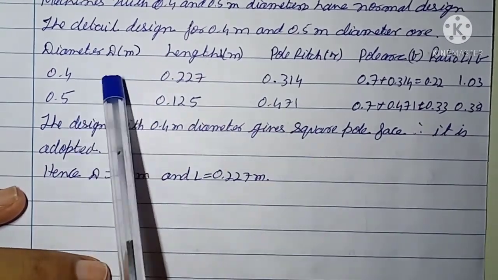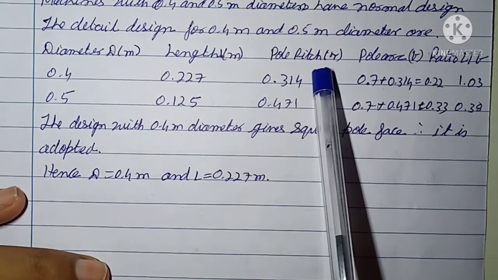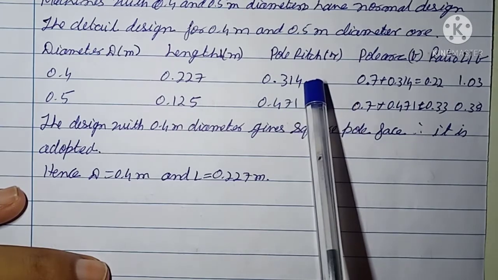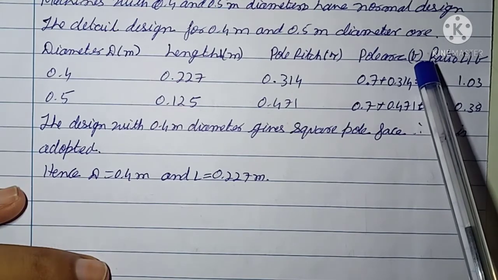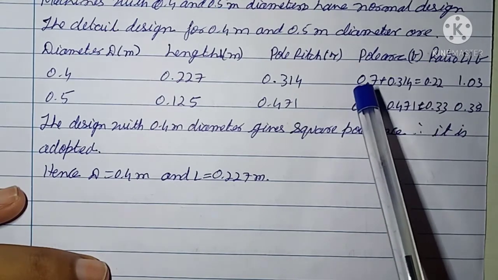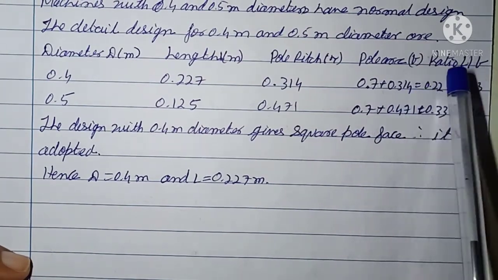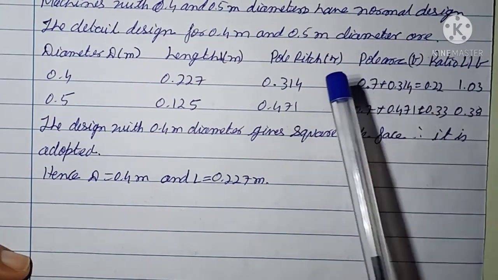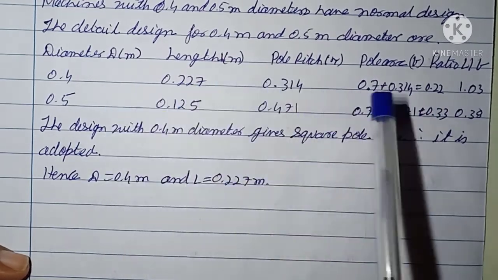So we have the diameter and the length that we have got, then the pole pitch, which is nothing but pi d by p. We get these values. Then the pole arc b, which is nothing but 0.7 into tau, and then the ratio of L by b.